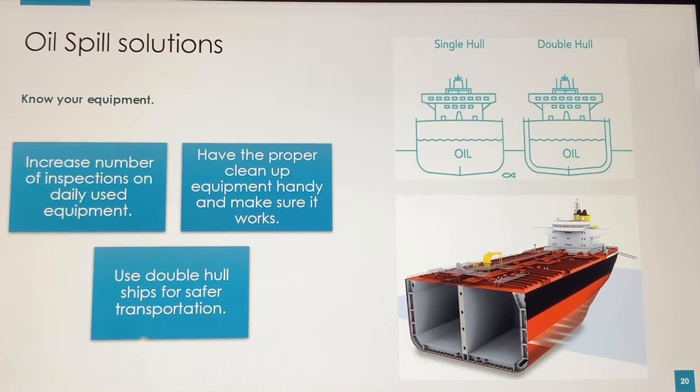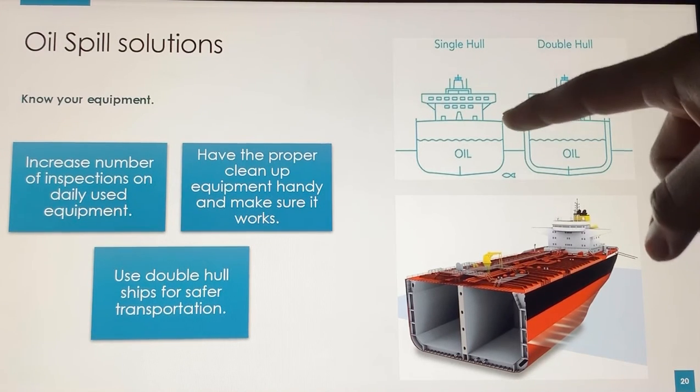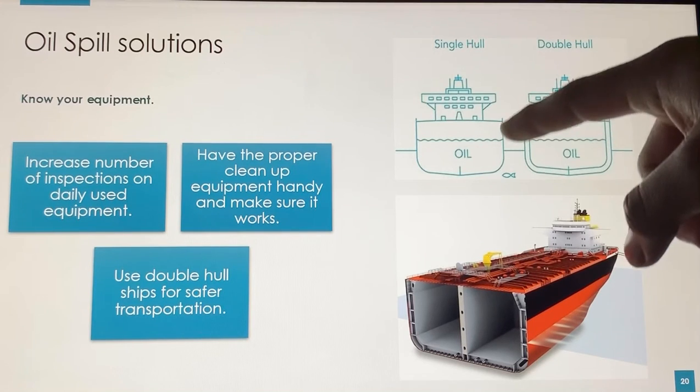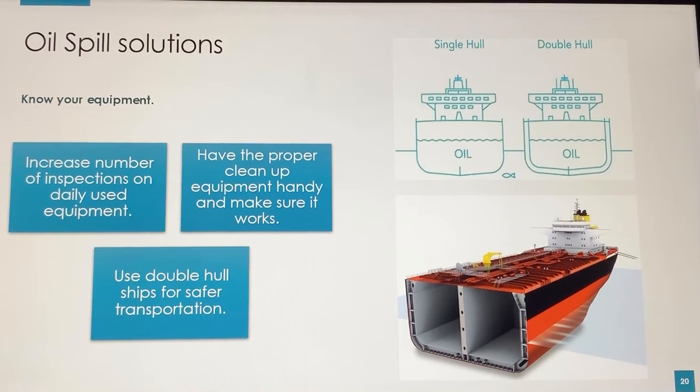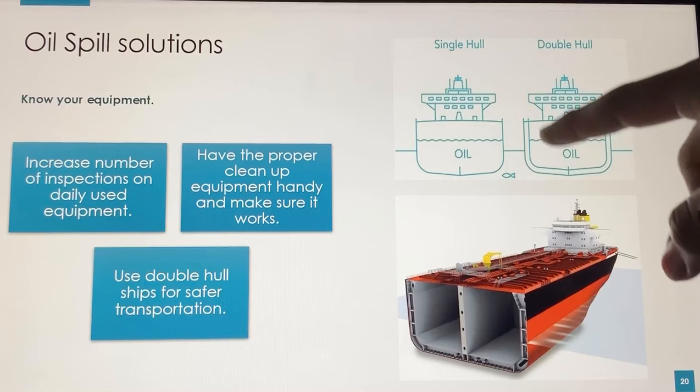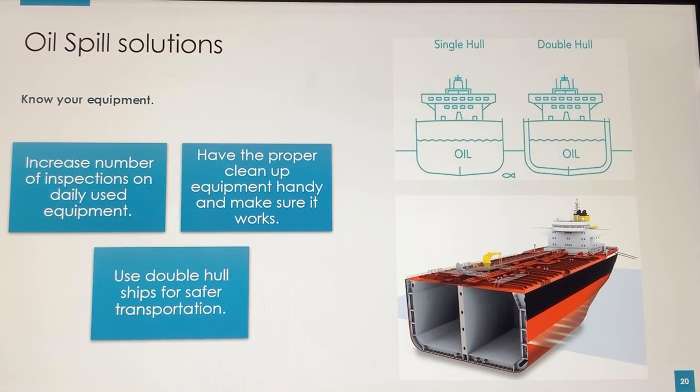These pictures on the side indicate what a double hull transportation is. As you can see on the first one, this only has one lining on the ship from an oil spill, and the double hull has two linings in case of an oil spill, which helps for less of a spill.